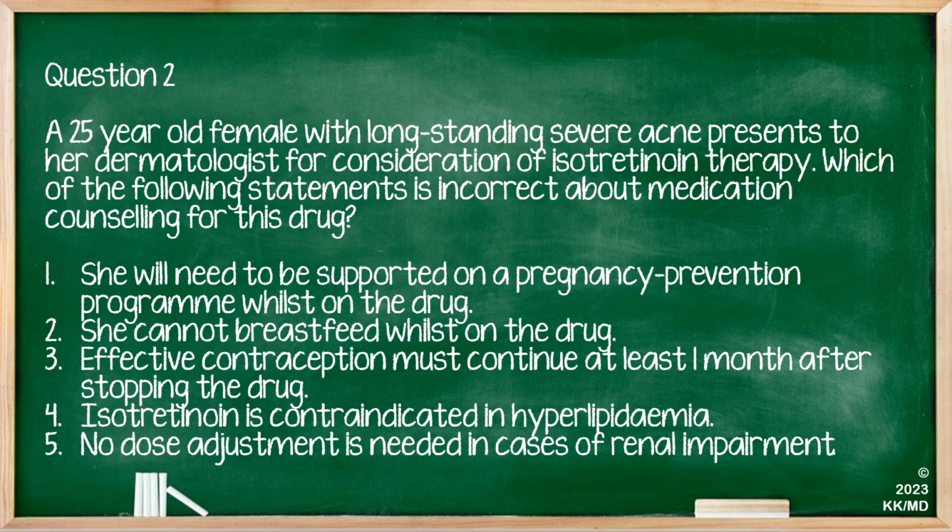So pregnancy counselling and the presence of hyperlipidemia are 2 of the most important factors to consider when starting isotretinoin on a patient. And so the first 3 statements here are all true. Contraception should be used when taking isotretinoin, and it is not compatible with breastfeeding. Isotretinoin is also contraindicated in hyperlipidemia, and therefore the correct answer is that no dose adjustment is needed in cases of renal impairment. This is false, as you do need to adjust the dose if there is renal impairment.